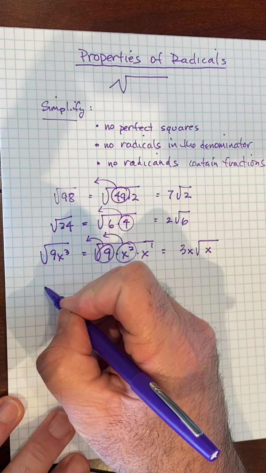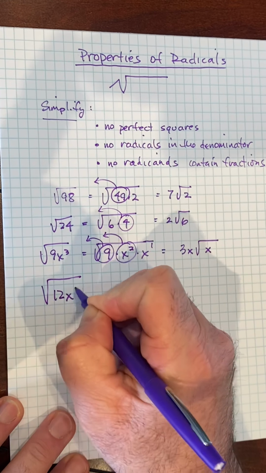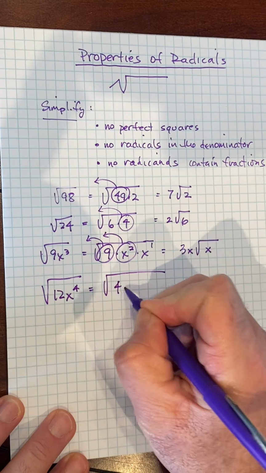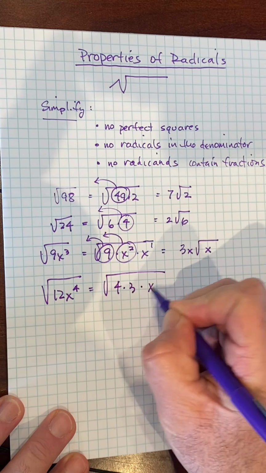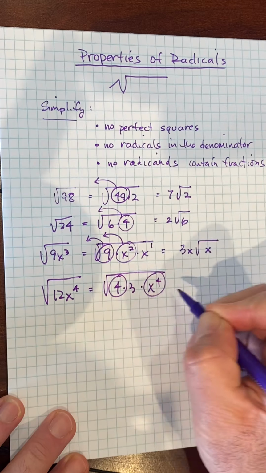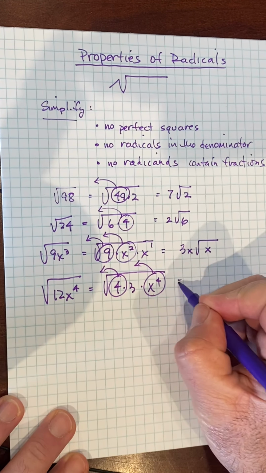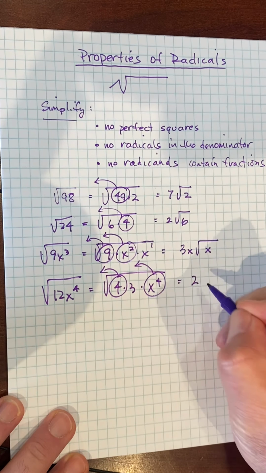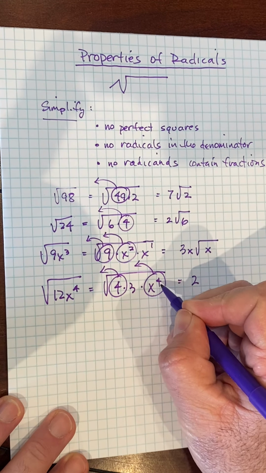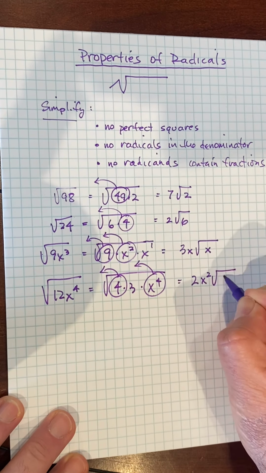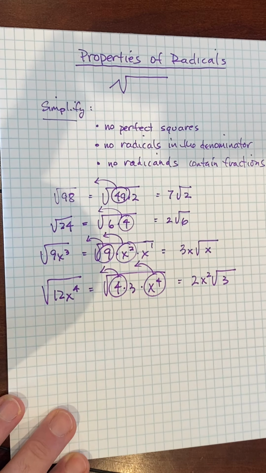Let's try another one. How about the square root of 12x to the fourth? Okay, again, 4 times 3 times x to the fourth. Circle the perfect squares. They need to come out. So 4 comes out, turns into 2. X to the fourth comes out, turns into x squared. What remains inside? The 3. So that's how you simplify radical expressions of that form.